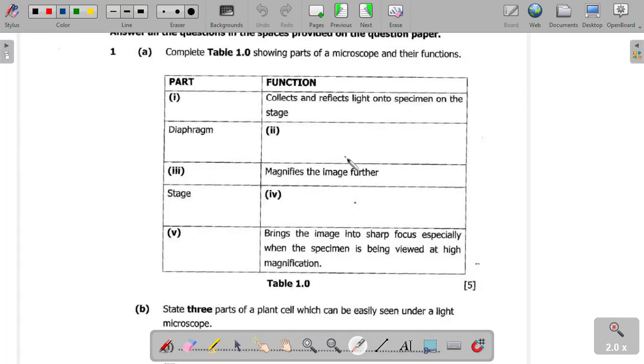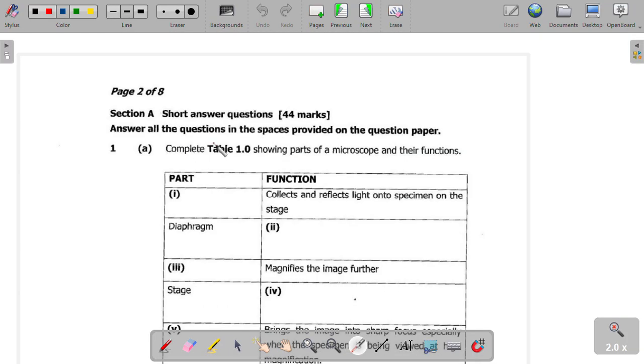Okay, so this is the question that we are going to do together. You can see this is section A, so I've just extracted one question from that particular topic I shared with you. This is our intensive revision, and I want you to get a pen and a paper, and make sure that you are writing down key points that are going to help you revise quickly. I'm going to read the question: section A, short answer questions, 44 marks. You need to get these marks. Get everything, or 36 or 38, that'll be okay. Answer all the questions in the spaces provided on the question paper.